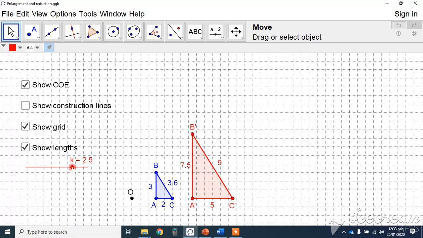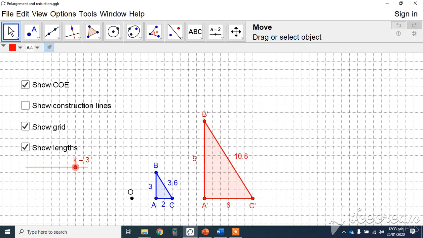Right, if I carried on and made the enlargement to a scale factor of 3, we've gone from 3 times 3 to get a length of 9 for the length of AB. This length of AC was 2, times 3 is now gone to a length of 6. And the hypotenuse, which was 3.6 times 3, gives us a length of 10.8. So everything now is 3 times as big, right?